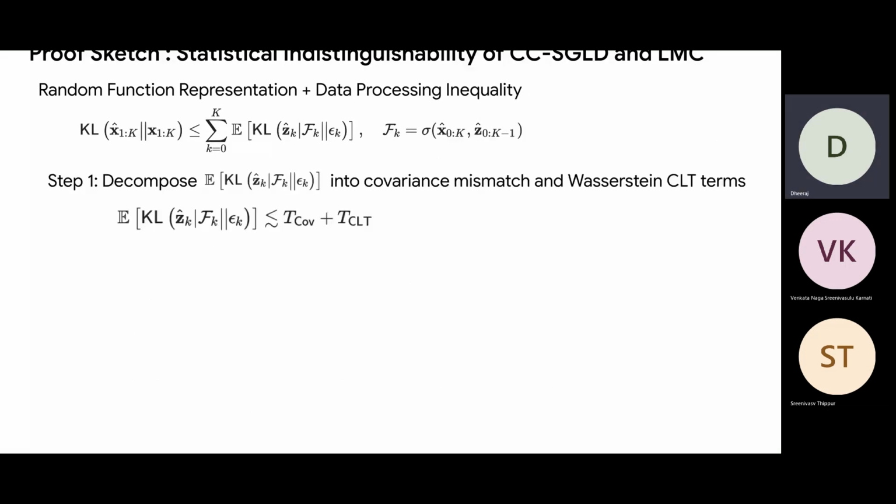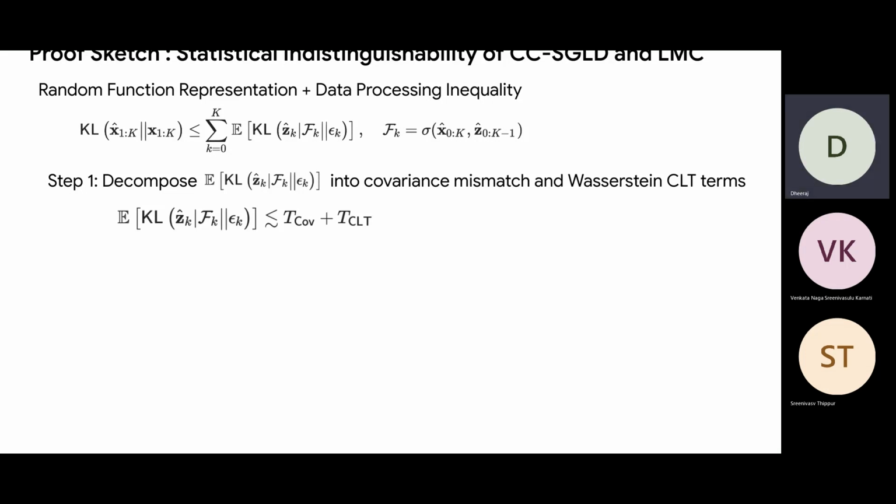We are just rewriting what we had in the previous slide. Okay, so we will decompose this KL term into covariance mismatch and Wasserstein CLT. So firstly, we made an approximation or an estimation of the covariance. We didn't use the exact estimate. So that will give you T_cov, the first error term. And the second one is because we are not using exact Gaussians. We are using sums of IID things. So that will give you a CLT error term from the CLT.